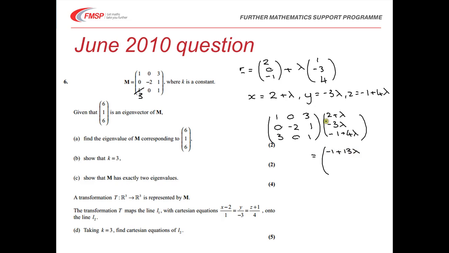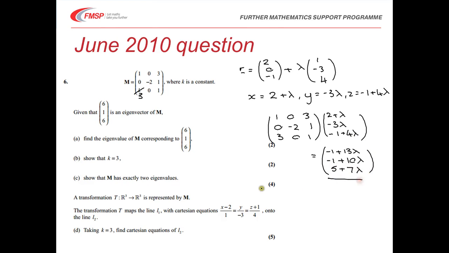For the y component, we'll get plus 6 lambda, minus 1 plus 4 lambda, so that's minus 1 plus 10 lambda. And then for the z component, 3 of this, none of this, and 1 of this, so that's going to be 6 plus 3 lambda. Take away 1 plus 4 lambda, so that will be 5 plus 7 lambda.